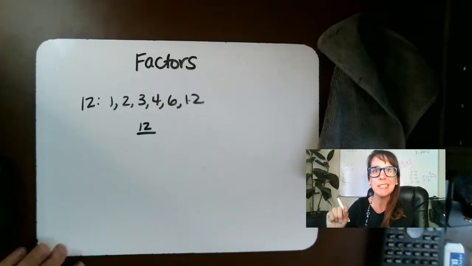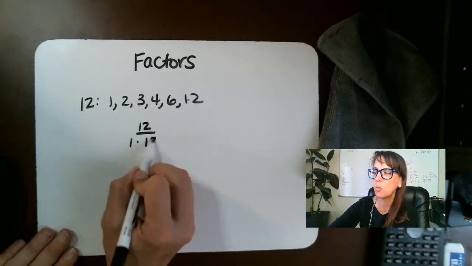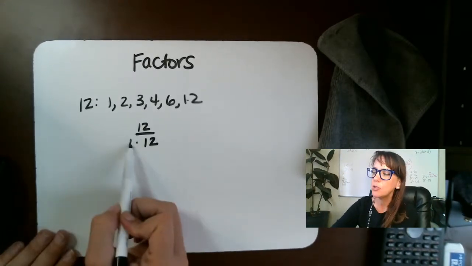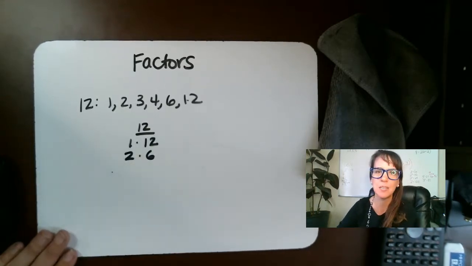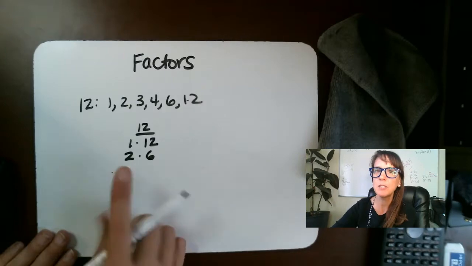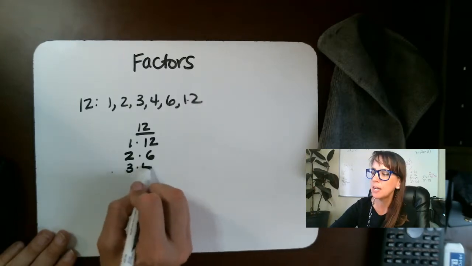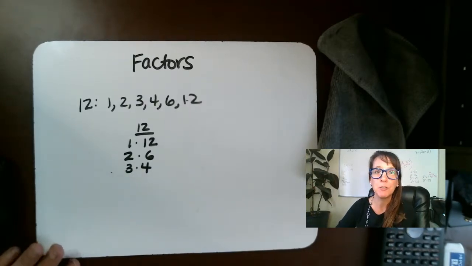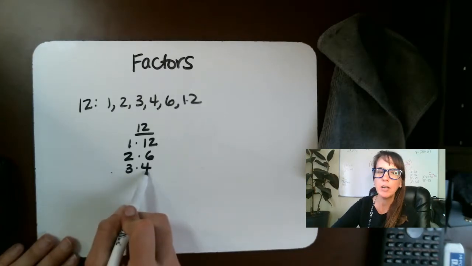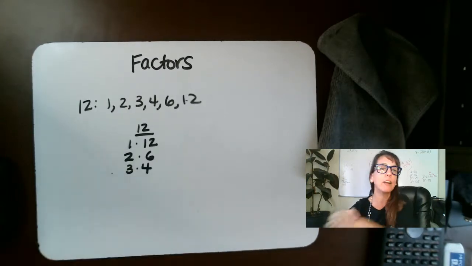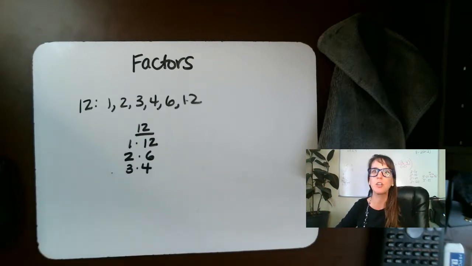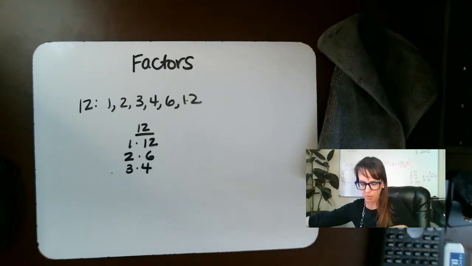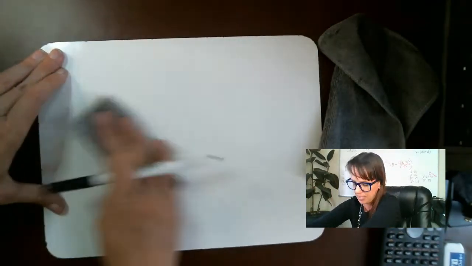We start with the easiest one, 1 times 12, okay? After 1 comes 2, 2 times 6 equals 12. After 2 comes 3, 3 times 4 equals 12. After 3 comes 4, and 4 is already on the board on this side. Therefore, we're done, okay? So that's how you're going to be finding the factors. You're going to go 1, 2, 3, 4, and keep finding them all the way until you get all of them, okay? So taking a look at some of these examples here.